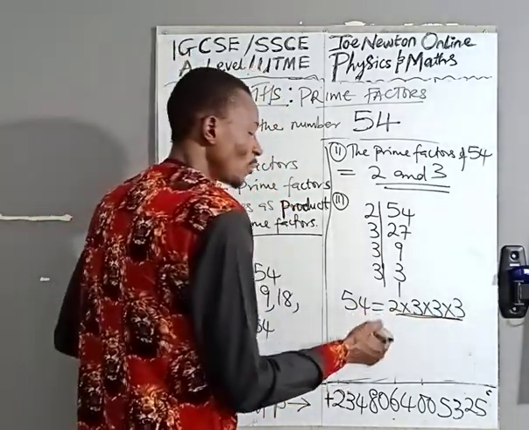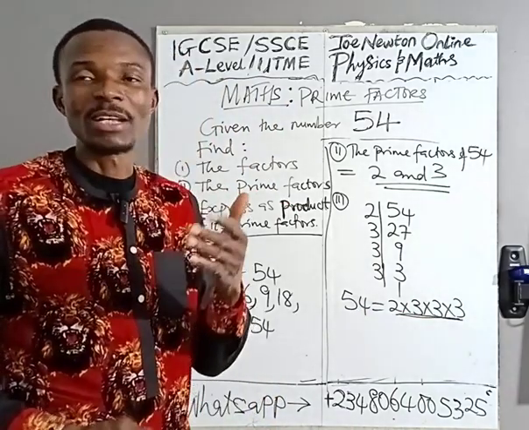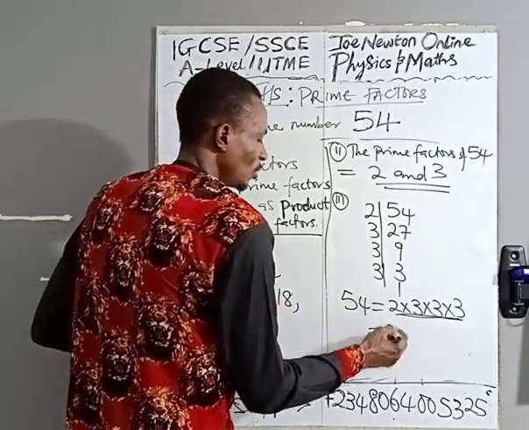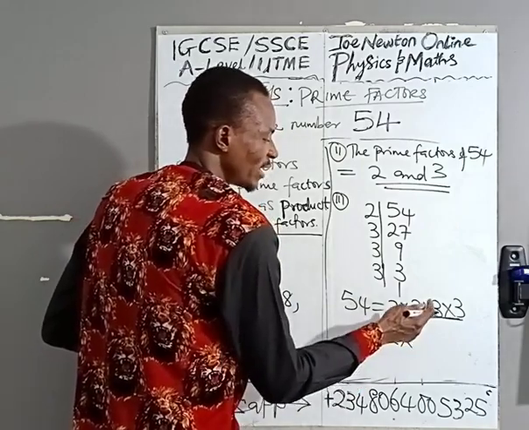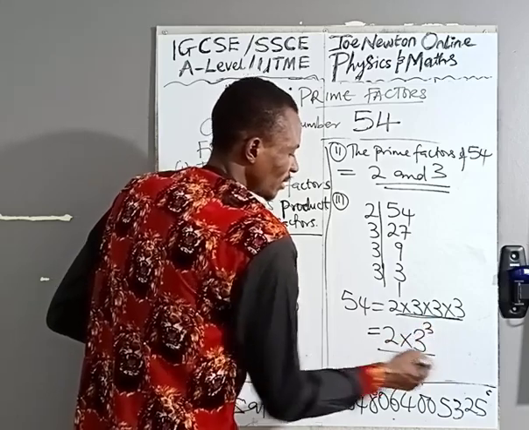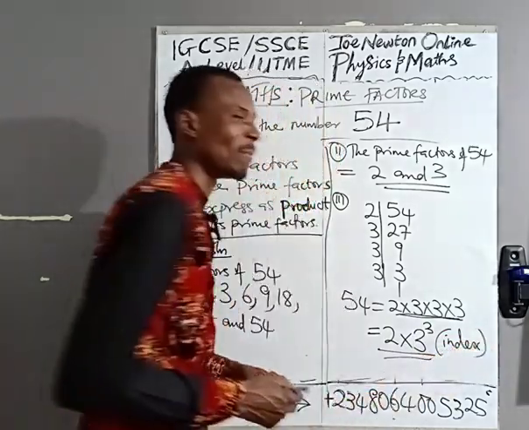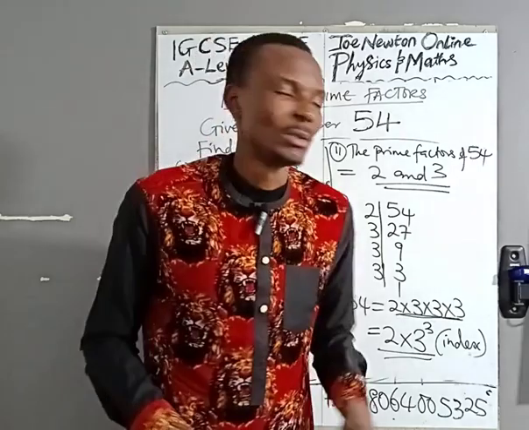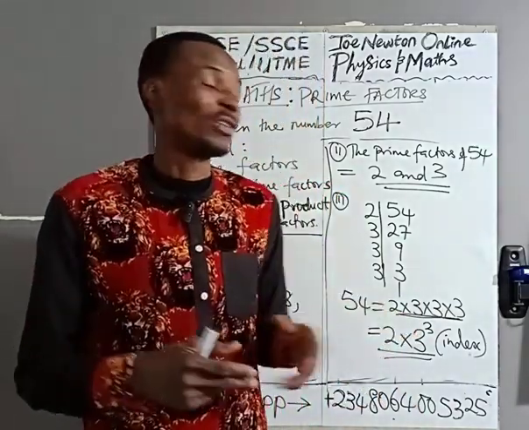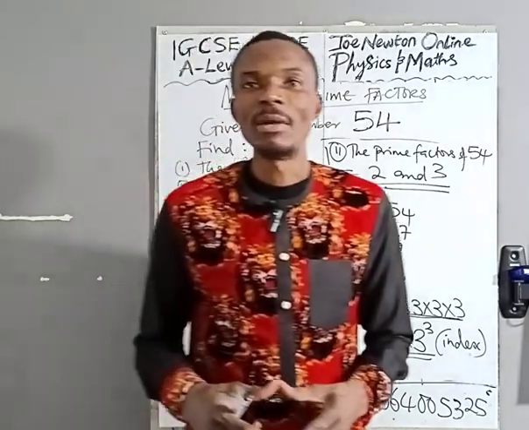Then, some question might ask you to leave your answer in index form. That is indices, power. It's very simple. It will become 2 times, how many 3's are here? 1, 2, 3. 2 times 3 raised to power of 3. That is index form. So if the question demands you put your answer in index form, you look at those factors that have repetitions, count them and raise it to the power of that number of appearances.